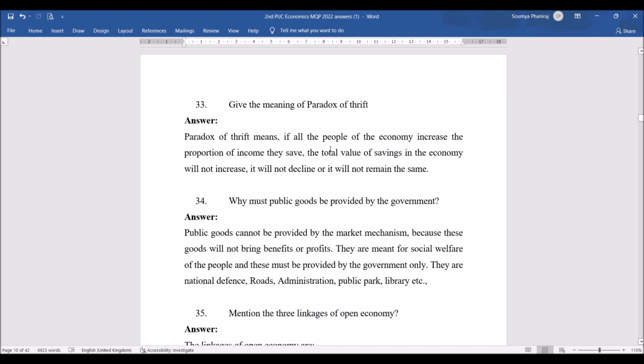33rd question, give the meaning of paradox of thrift. Paradox of thrift means if all the people of the economy increase the proportion of income they save, the total value of savings in the economy will not increase; it will decline or remain the same. Basically, this paradox implies that if each individual saves something, it does not become savings for the economy, unless expenditure in the economy improves.